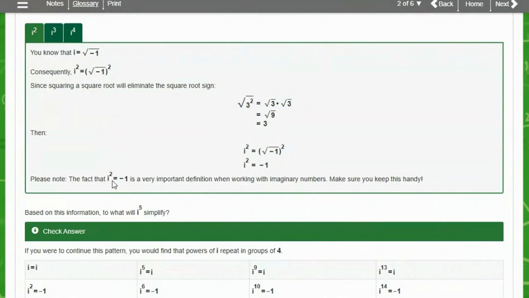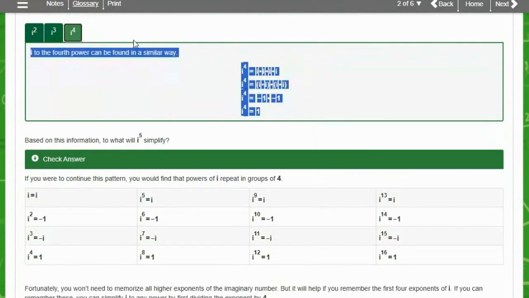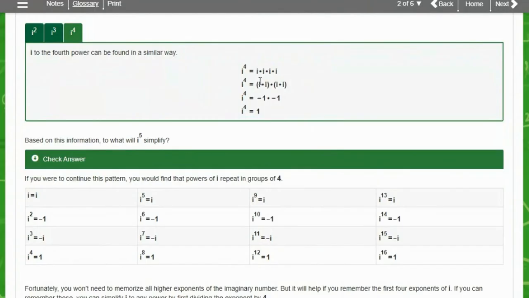So make sure you keep this very handy. That needs to be in your notes. i squared equals negative 1. i to the third equals negative i. They break it down like I did. i to the third is i times i times i. i times i is i squared, which is negative 1. So it's negative 1 times i, or negative i. i to the fourth, i times i times i times i, is i squared times i squared. It's negative 1 times negative 1. It's just a positive 1.